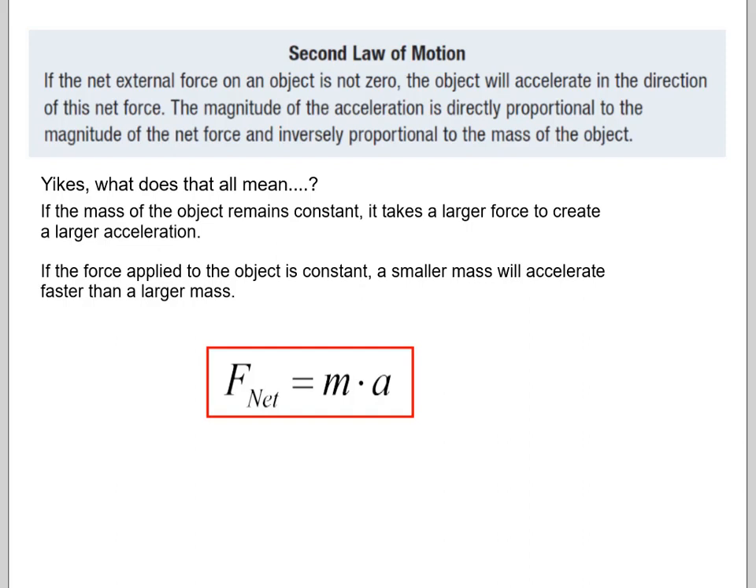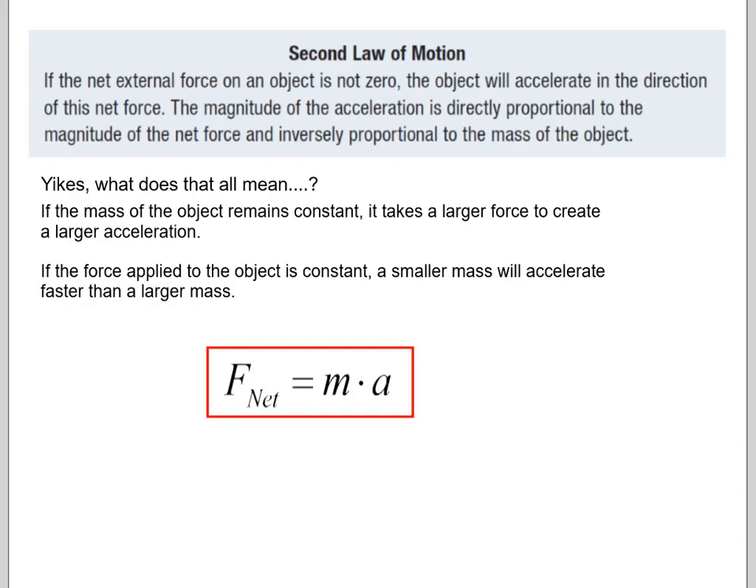The magnitude of the acceleration is directly proportional to the magnitude of the net force. So if you have a bigger force, you should accelerate at a quicker rate. And it is inversely proportional to the mass of the object. So if you have a really big, massive object, it's going to take more force, or it'll have a smaller acceleration.